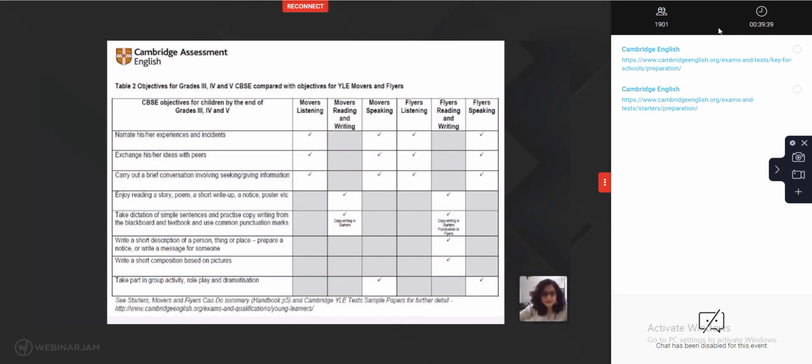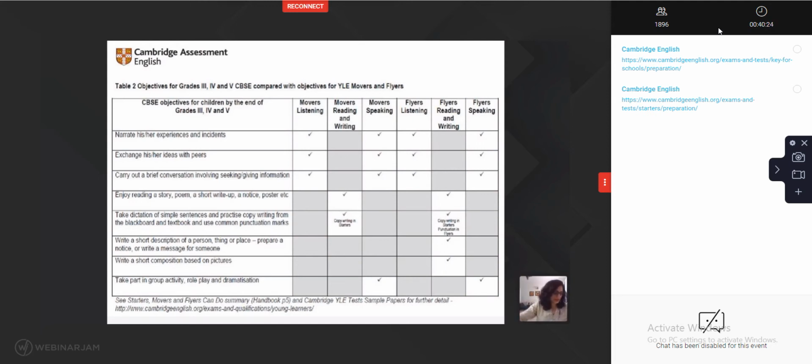Now, what you're next going to see is a similar template which maps the language learning outcomes of the CBSE curriculum for students of grades 3, 4, and 5, and it compares them with the objectives of the YLE movers and flyers exams. So these are the A1 and the A2 level exams, right? So again, you will see what all is common in movers listening, and then movers reading and writing, and then you have movers speaking, and the same three for flyers, right?